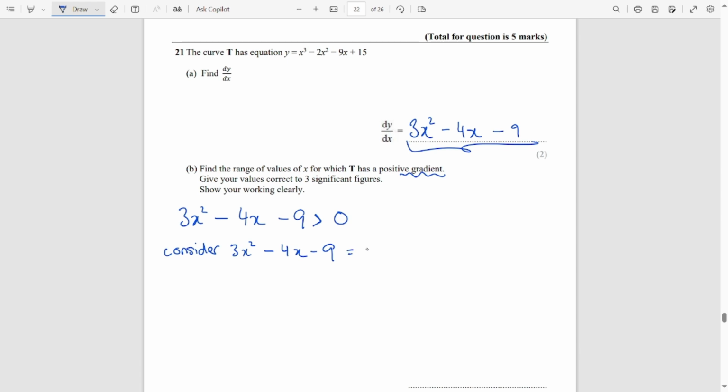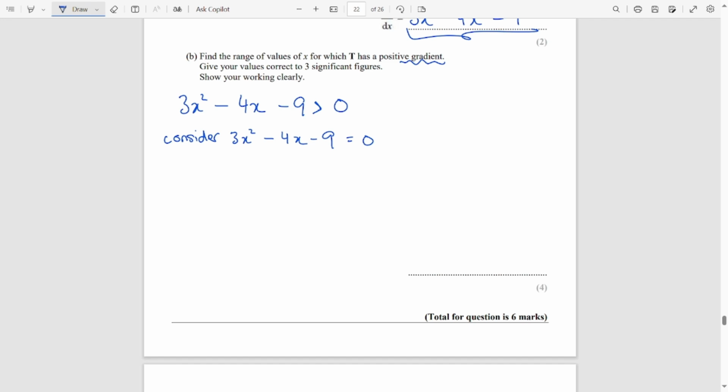Minus 9, this is all equal to 0. So we're going to consider when this is equal to 0, we have the same problem that we had before where it says show your working clearly. I don't really want to show my working clearly. What I want to do is just put that into my calculator and solve. And to be honest, that is what I would do in the first place.